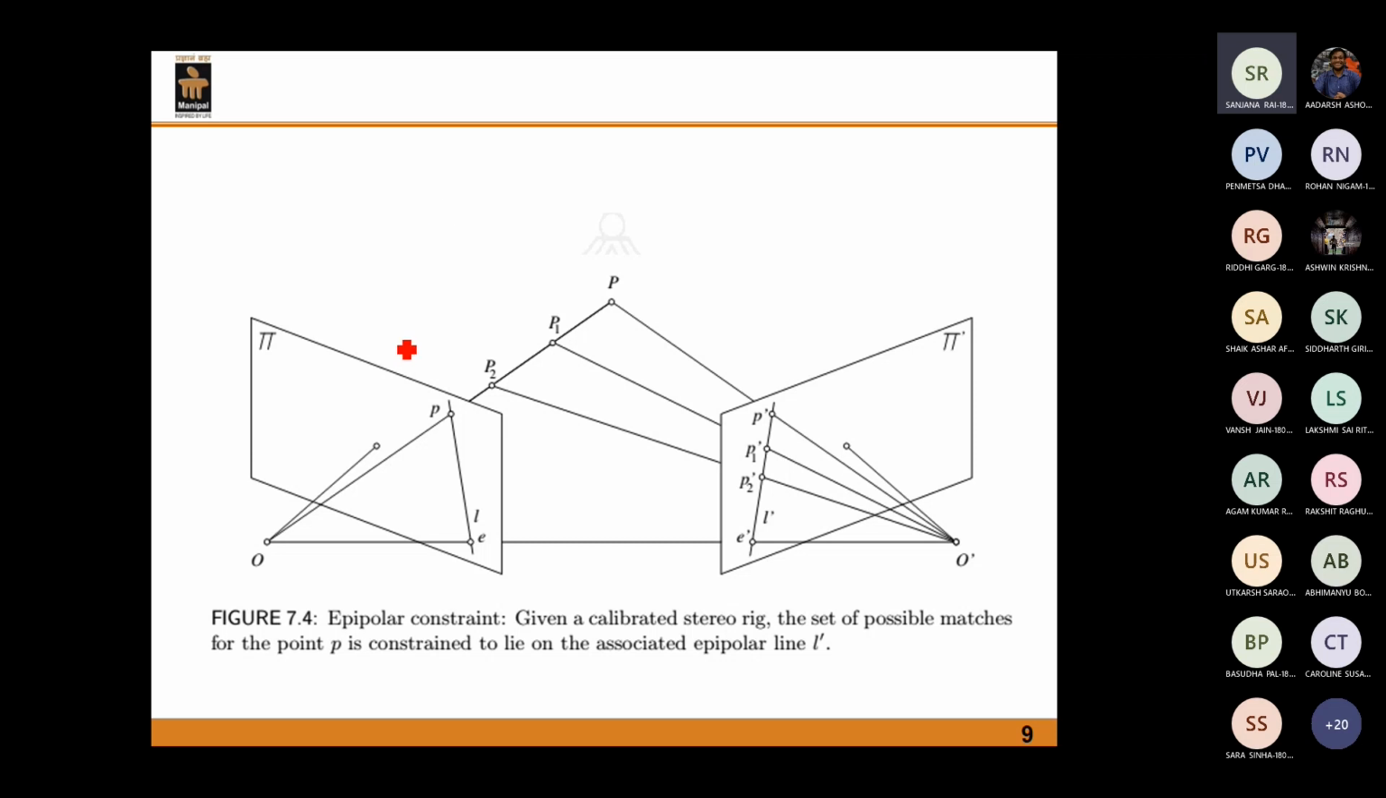If you look at this image, we are already familiar with the optical centers here. This small p represents the image of the capital point P, which is our 3D world point. This is the image plane pi, this is the epipolar line, and this is the epipole E.